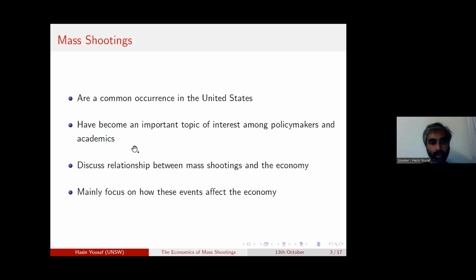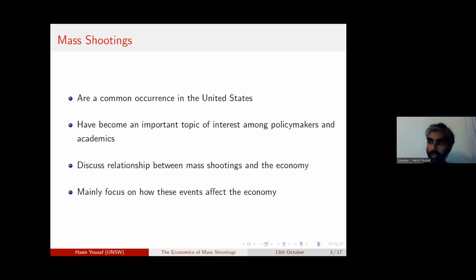So recently, there has been growing evidence on the causes and consequences of mass shootings, not only among academics, but also policymakers are trying to understand how they can curb mass shootings and how they can facilitate the rehabilitation of society once mass shootings have occurred. So today we are going to discuss in detail the relationship between mass shootings and the economy. We'll see both sides of it: how the economy impacts mass shootings and also how mass shootings impact the economy. But mostly we'll focus on the second part, that is, the effect of mass shootings on the economy.